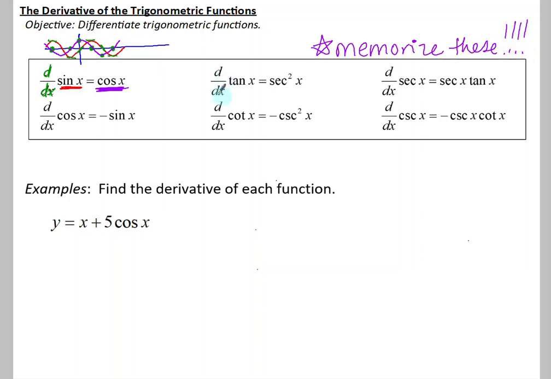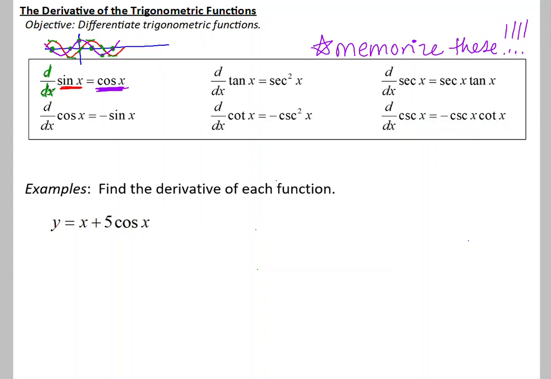The derivative with respect to x of tangent of x equals secant squared x. The derivative with respect to x of cotangent x equals negative cosecant squared x. The derivative with respect to x of secant of x equals secant of x times tangent of x. And the derivative with respect to x of cosecant of x equals negative cosecant x cotangent x.